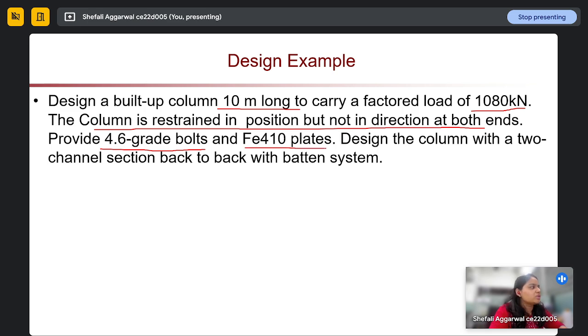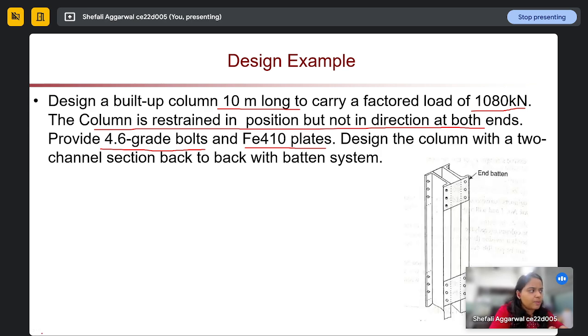What do we have to design? We have to design a column with two channel sections, channel section meaning C section, back to back with a batten system. If you picturize it, it will look like this. We have two channel sections and we are designing a batten system for it, and it is given to us that it is a bolt system. So we have bolt holes, and so how will we go about the design of this kind of system?